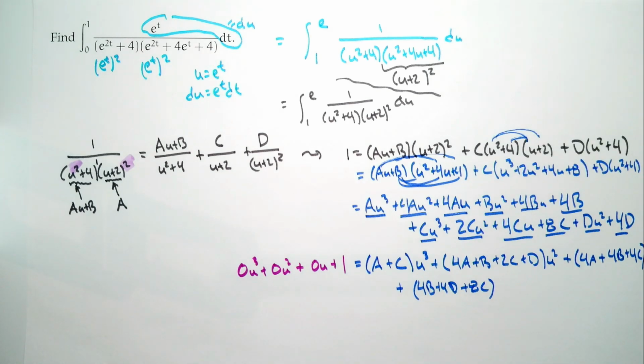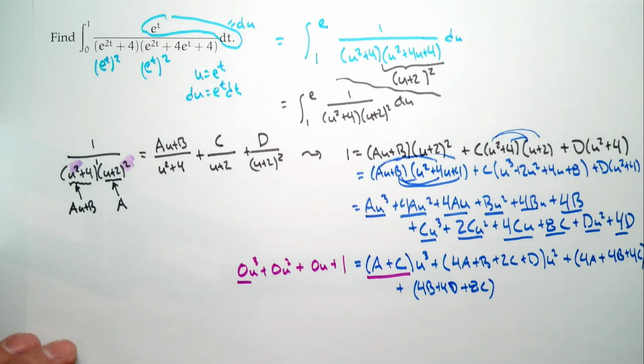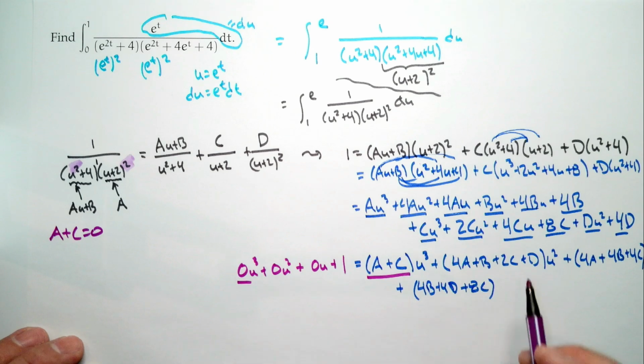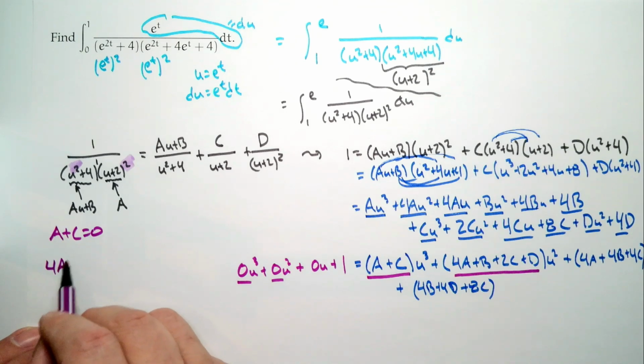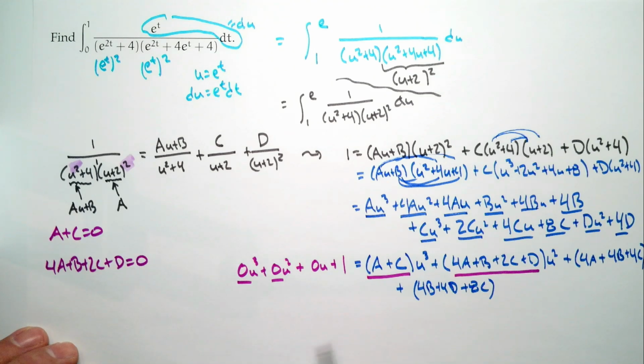And now what you say is, hey, coefficients have to match. So here's an a plus c in front of u cubed. That has to match what's in front of u cubed. So we say, aha, look at that. A plus c is 0. The 4a plus b plus 2c plus d has to match what's in front of u squared. So 4a plus b plus 2c plus d equals 0. The 4a plus 4b plus 4c, that's got to match with 0.